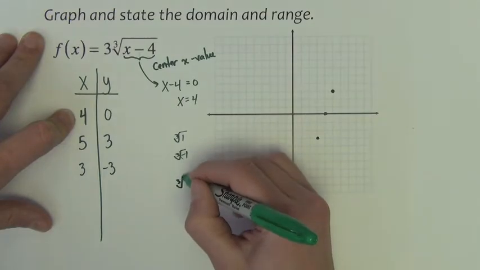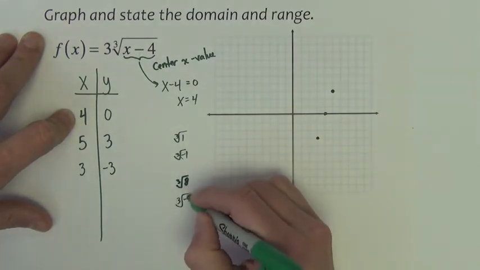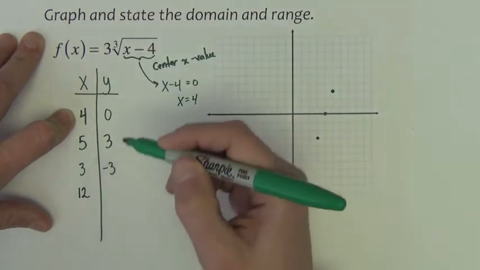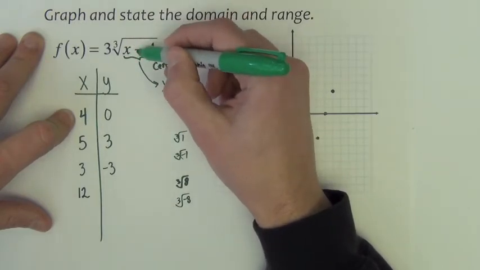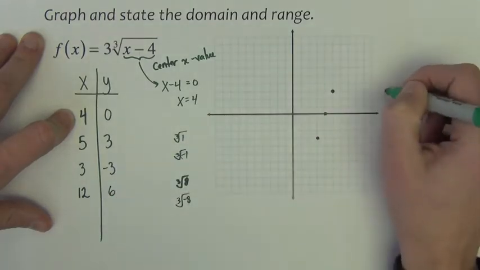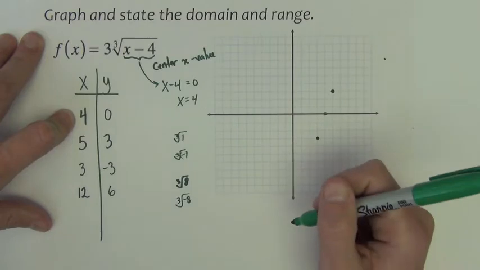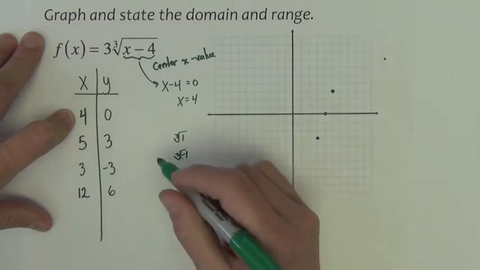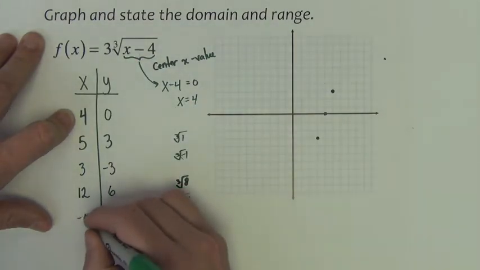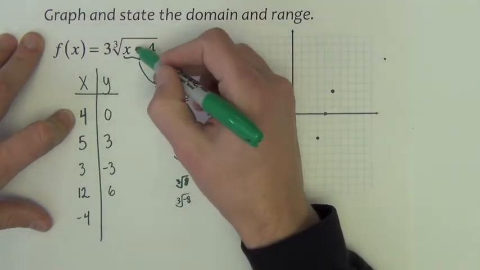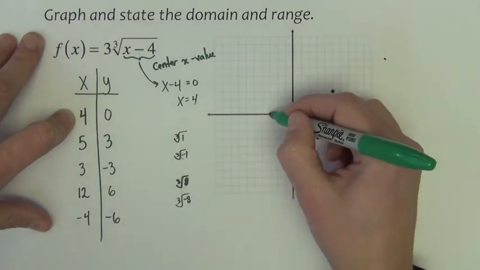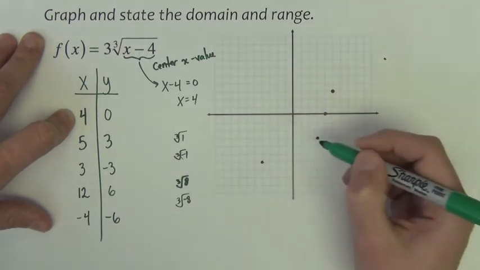Okay, now I know I can cube root 8, and I can cube root negative 8. So what value for x makes 8? And that would be 12. 12 minus 4 is 8. Cube roots to 2, times the 3 is 6. So 12, we're up here at 6, where we're kind of off the graph a little bit. How about making negative 8? What number for x, so that x minus 4 makes negative 8? That would be negative 4. That makes negative 8, which cube roots to negative 2, times 3 is negative 6. And here are my points.